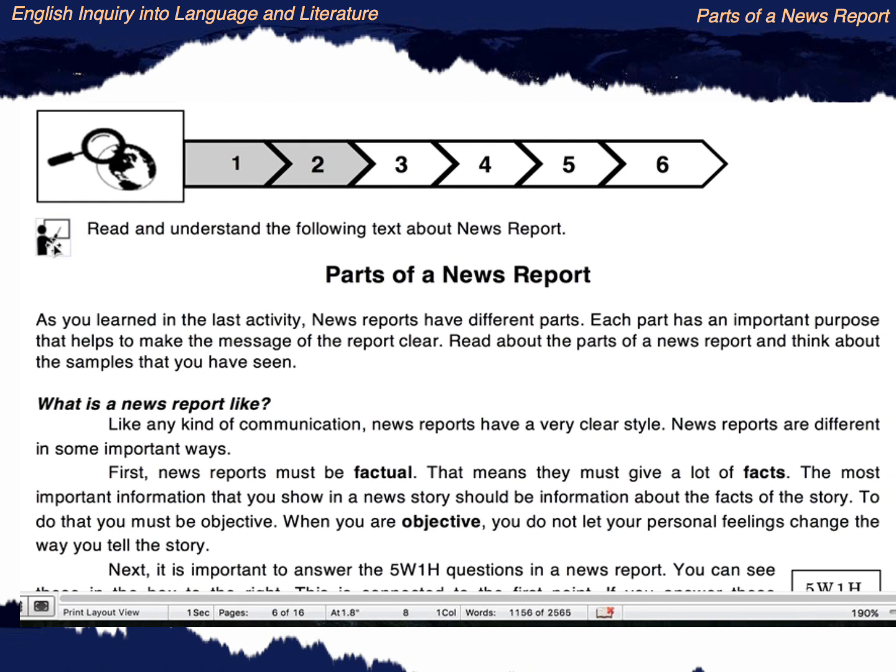Now, let's start session 2. The teacher instruction says, read and understand the following text about news report. Let's read the text twice. First, let's try to read and understand the text. Let's use the blue marker for vocabulary words or for difficult words. Next, let's read again and find the important points. Let's use the pink marker to mark the important words.